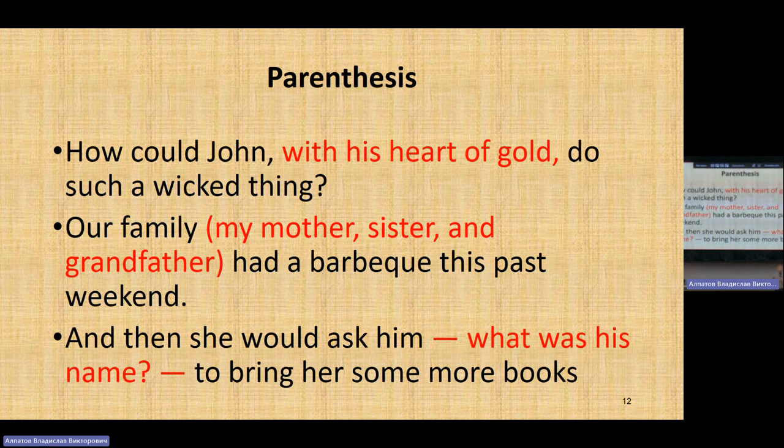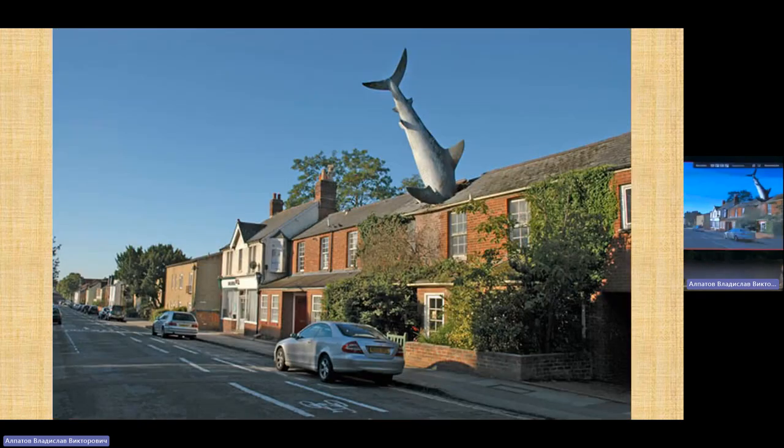So parentheses embeds, inserts another idea. It could be as long as a sentence into the initial stream of thoughts, right? Embeds another idea into the first idea, or thought into the first thought. And this is a visual example of parenthesis. This is the famous house with a shark in Britain. Yes, you see that there is this row of sentences, and something of a different kind gets parenthesized in the middle of this entity.